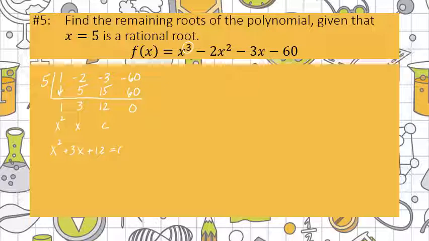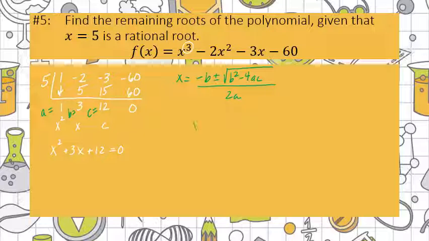Now that I have a quadratic, I can use the quadratic formula. So essentially what happens is these three numbers become my a, b, and c to use in the quadratic formula. So I'm going to set up the quadratic formula, which I'm going to write here: -b plus or minus the square root of b squared minus 4ac, over 2a. Now I'm going to take the a, b, and c values I got from synthetic division and plug them into the quadratic formula, and that will give me my remaining two roots.